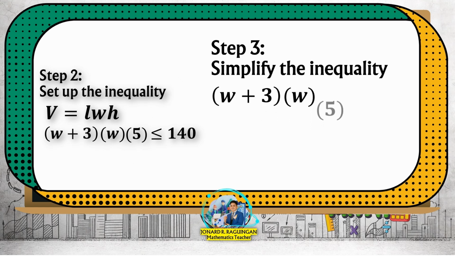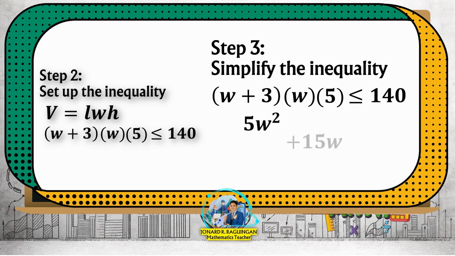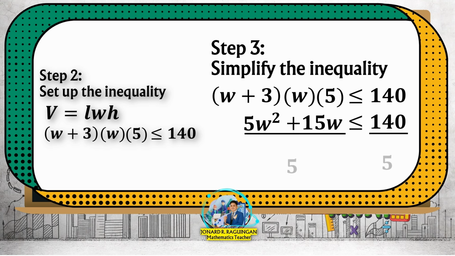Step 3. Simplify the inequality. Let's simplify this inequality step by step. 5 times W squared is 5W squared. And 5 times W times 3 is 15W, which is at most 140. Then, divide both sides of the inequality by 5 to make it simpler. 5W squared divided by 5 is W squared. 15W divided by 5 is positive 3W. Then the inequality stays at most. Then, 140 divided by 5 is 28.